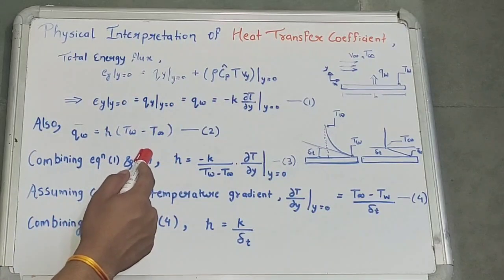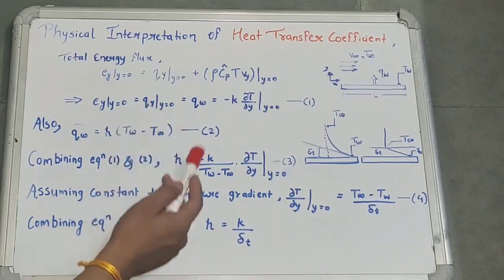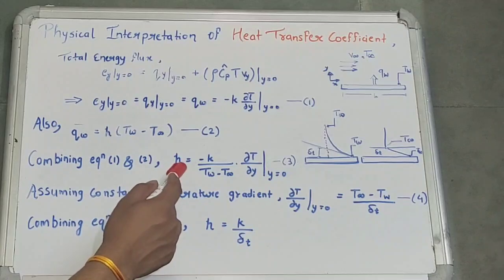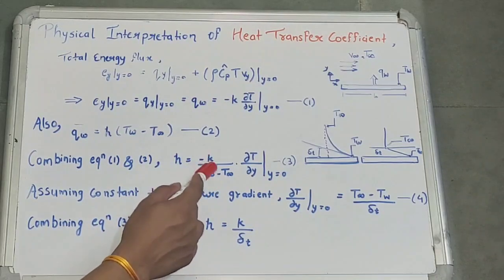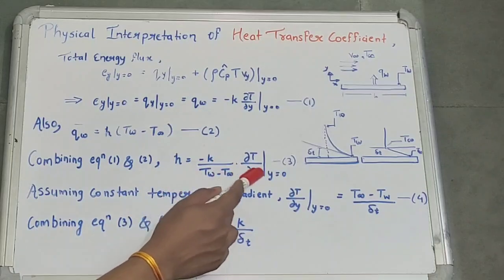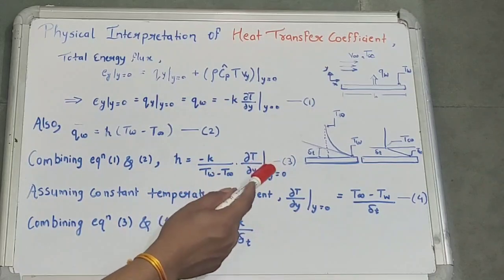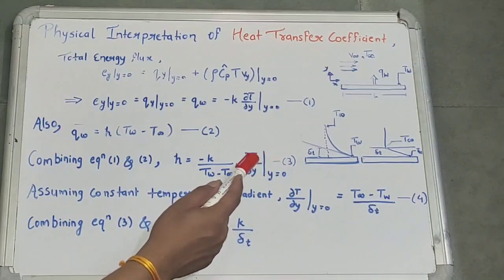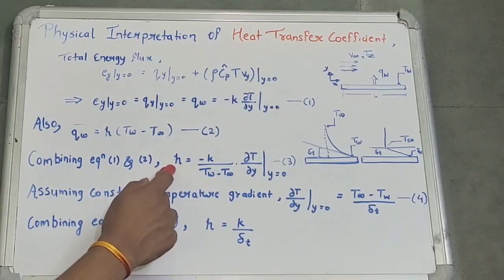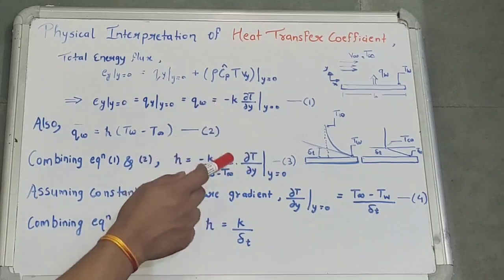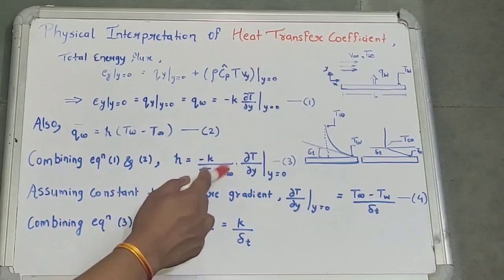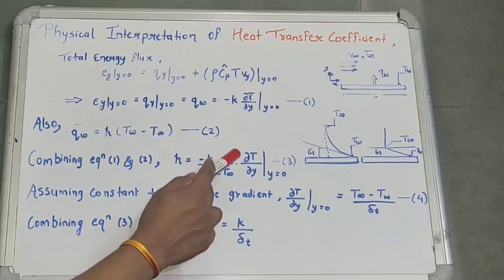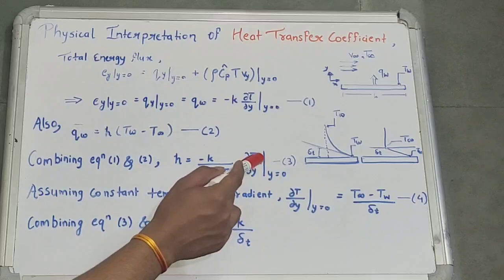Now, combining equation 1 and equation 2, we get h is equal to minus K divided by (Tw minus T infinity) into ∂T by ∂y at y equal to 0. This is nothing but our equation 3. The convection heat transfer coefficient can be determined from this equation if the thermal conductivity K of the fluid, overall temperature difference, and the temperature gradient at the wall are known.